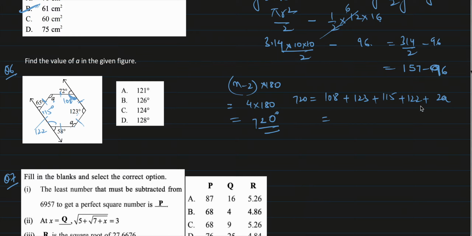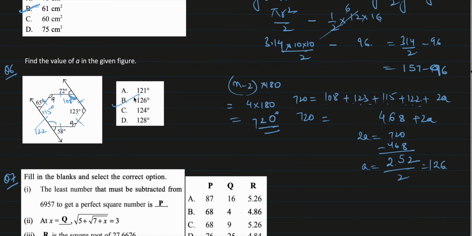So let's just add what they all are here. 108 plus 123 plus 115 plus 122 is 468. 468 plus 2a is 720. So 2a will be 720 minus 468. So how much is that? 252. So 2a comes out to be 252. So a will be, when I divide by 2, 126. So 126 degrees is the angle.